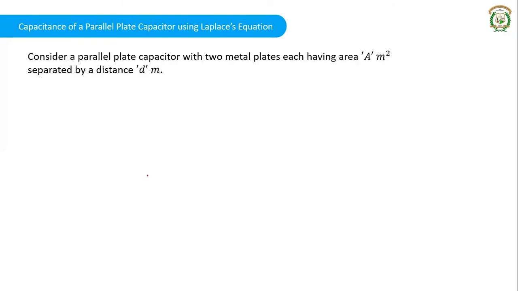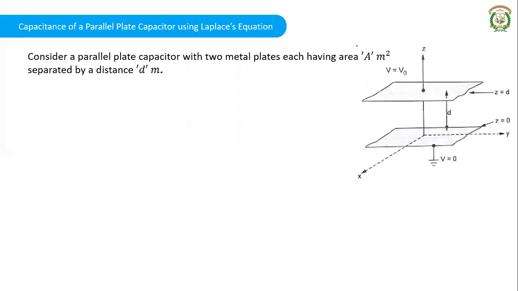First, we will consider a parallel plate capacitor with two metal plates, each having area A square meters and separated by a distance of D meters. Let us assume that the plates are aligned along the XY plane, where X is coming out of the screen, this is Y and this is Z. Assume that the plates are placed parallel to the XY plane as shown.